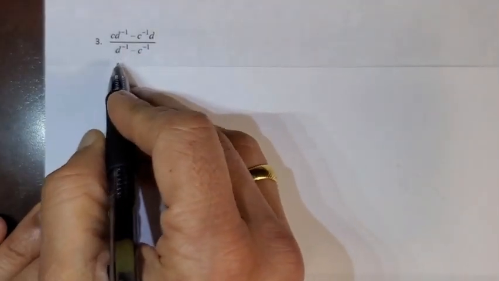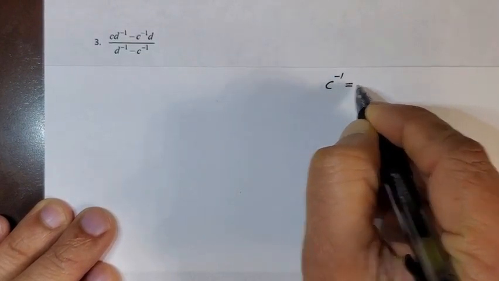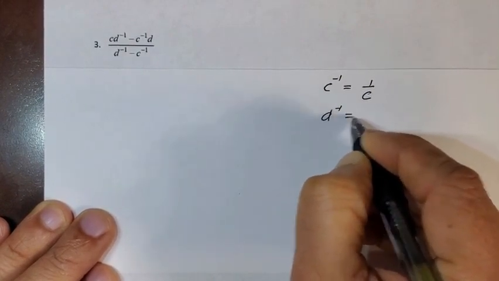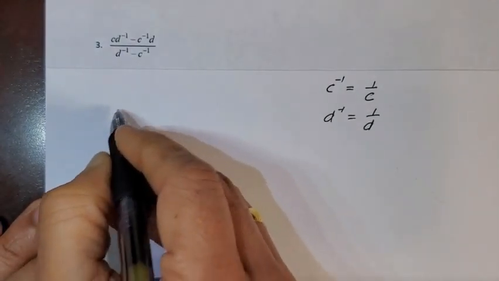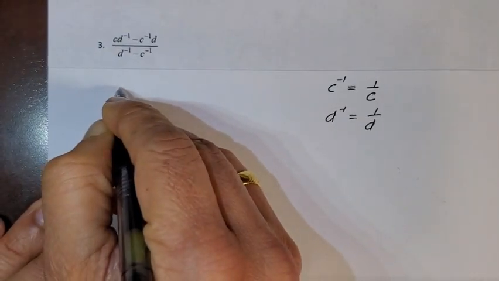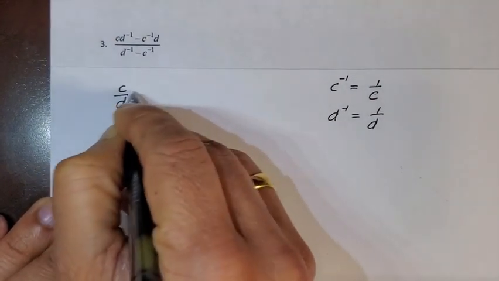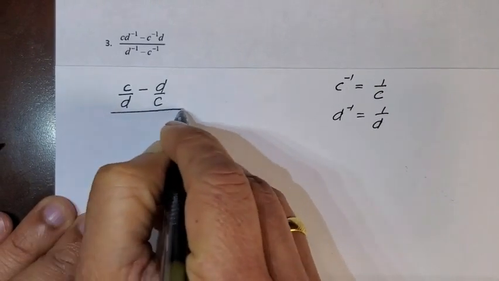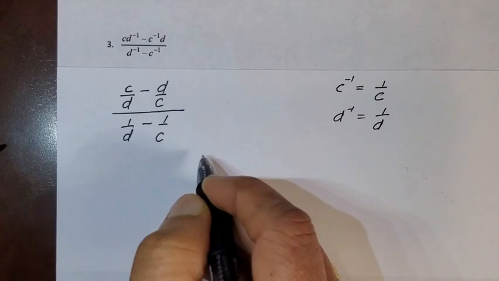Finally, we can work this out. Be careful about this to the power of negative 1, and you need to understand c to the power of negative 1 is nothing but 1 over c, reciprocal. D to the power of negative 1 is 1 over d. So let's rewrite the original question. So c, d to the power of negative 1 goes down right there, d minus d over c, everything divided by 1 over d minus 1 over c.